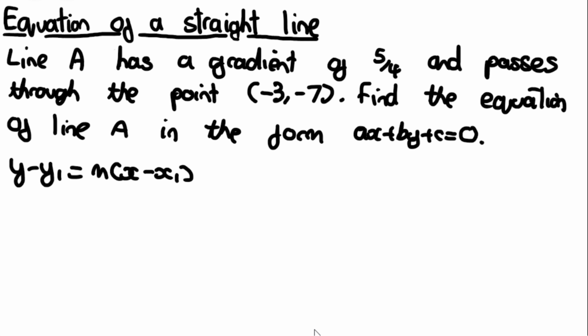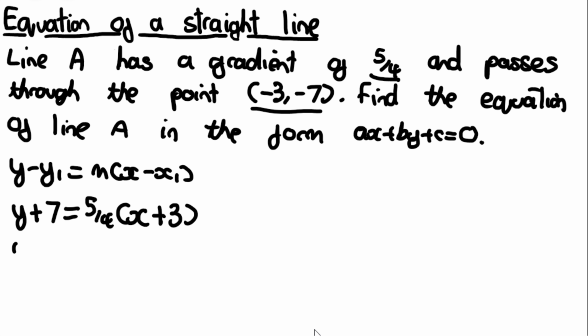Let's just do another example. I've just switched up the values. So we know the gradient and we know a coordinate on the line. So therefore we can just use the equation and do y minus y1, which is going to be minus 7, so it's going to be plus 7, is equal to m, which is 5 over 4, x minus x1, which is going to be minus 3, so it's going to be plus, because remember minus minus is a plus, so it's going to be x plus 3.